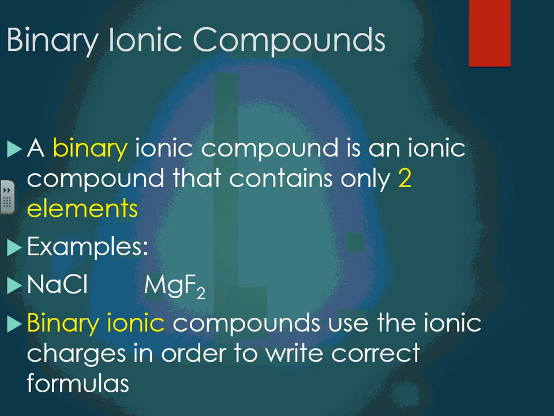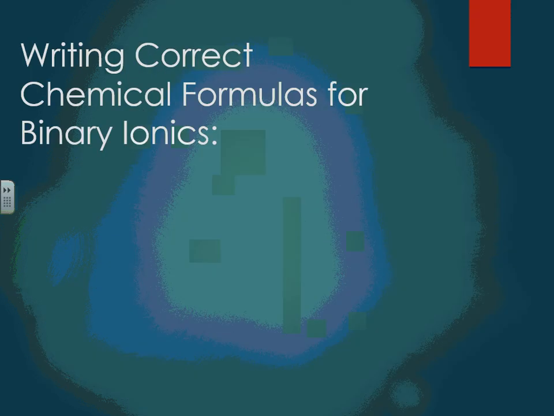Now, binary ionic compounds use their ionic charges in order to write their correct molecular formulas. And if you go back and look at the periodic table where we saw these charges that are generated, we can understand that they participate and help form the compounds that we know. So the method of doing this starts with something called charge balancing, and there are about 4 steps involved when you're writing chemical formulas.